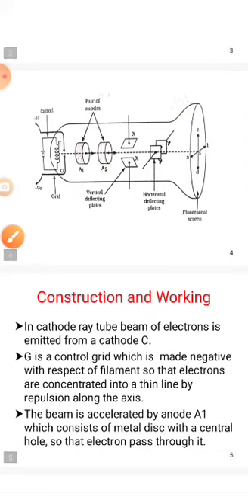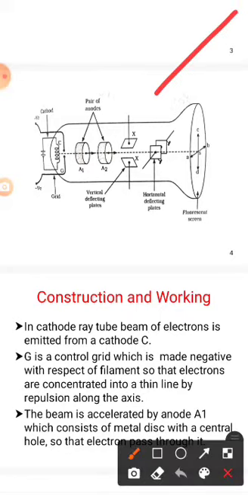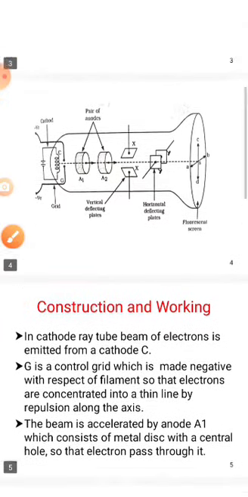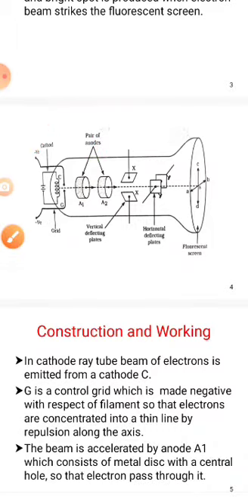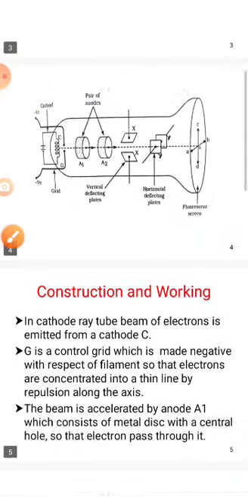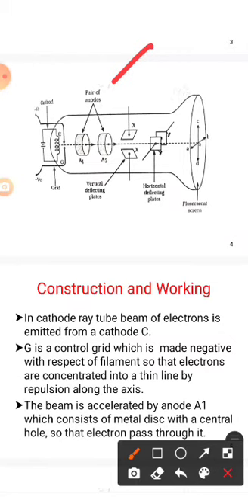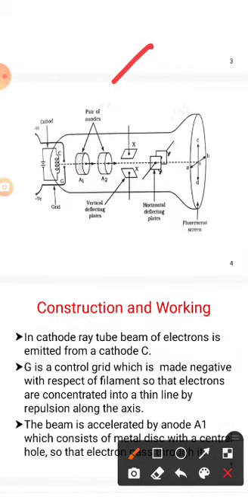This is the block diagram of the CRO. In this diagram, this is the cathode, and these are the negative grids. These are the pair of anodes, A1 and A2.